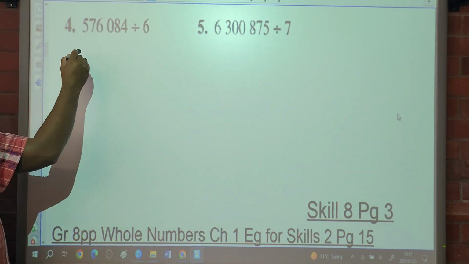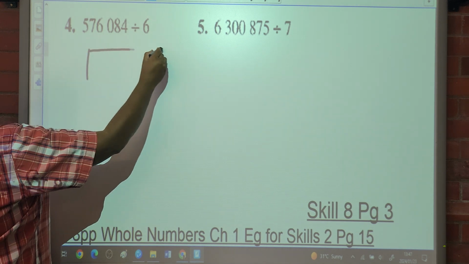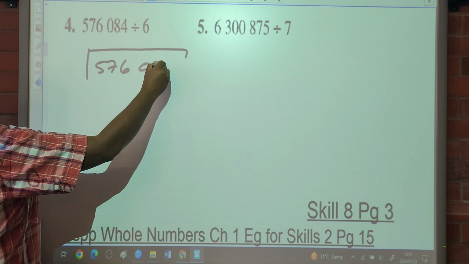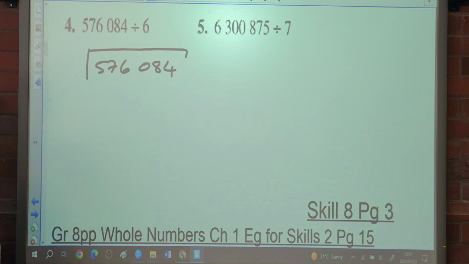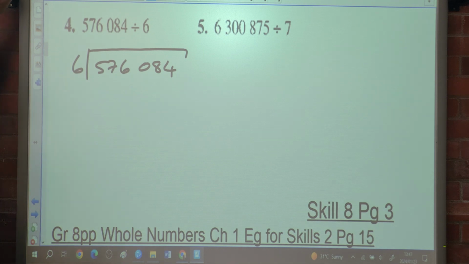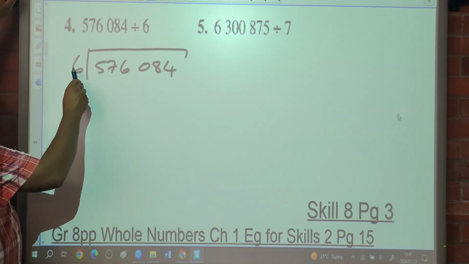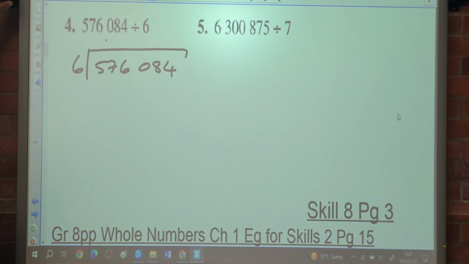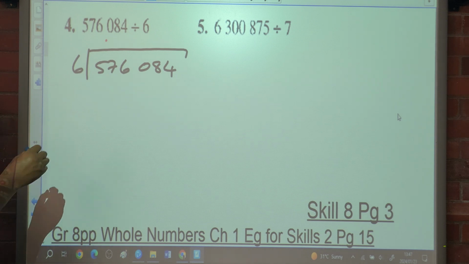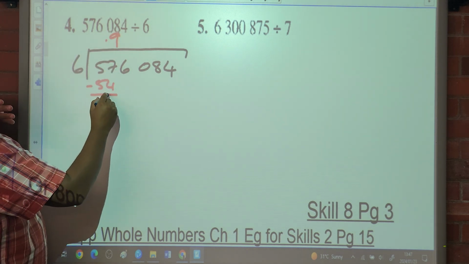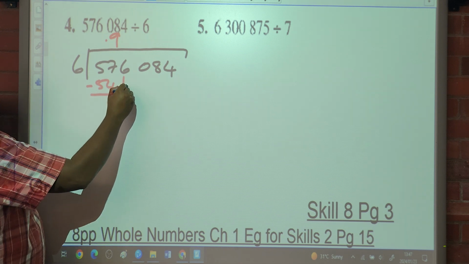Let's look at number 4. 576,084 must be divided by 6. Okay. It's 6 going into 5. No. The number is now 57. How many times is 6 going into 57? 9 times. 9 times 6? 54. Subtract again. 3. Bring down? 6.